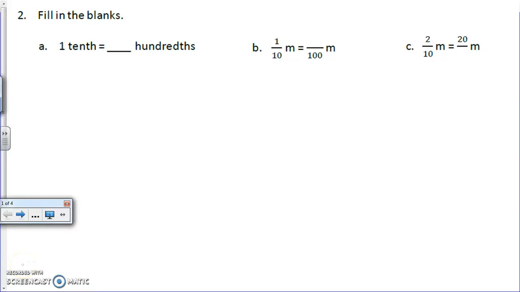For this lesson, we're doing Module 6, Lesson 4. We're going to start with the first question, which says fill in the blanks. So for the first one, we have 1/10, and we're trying to figure out how many hundredths we have.